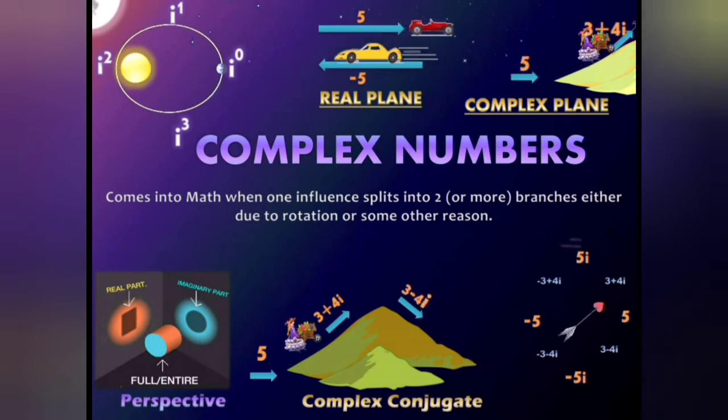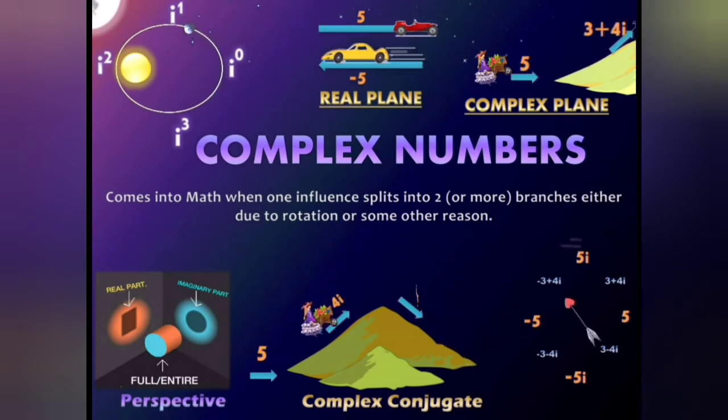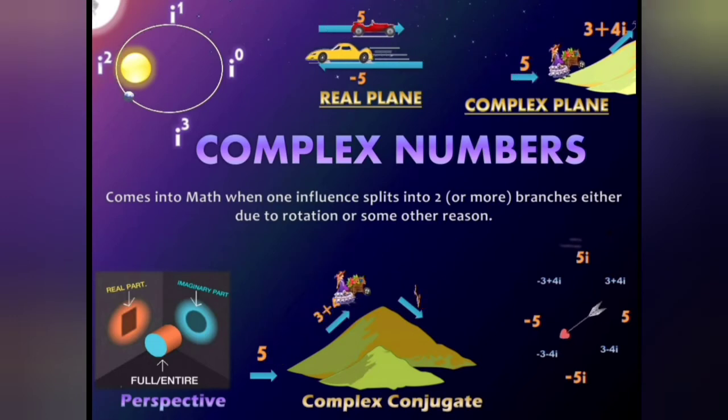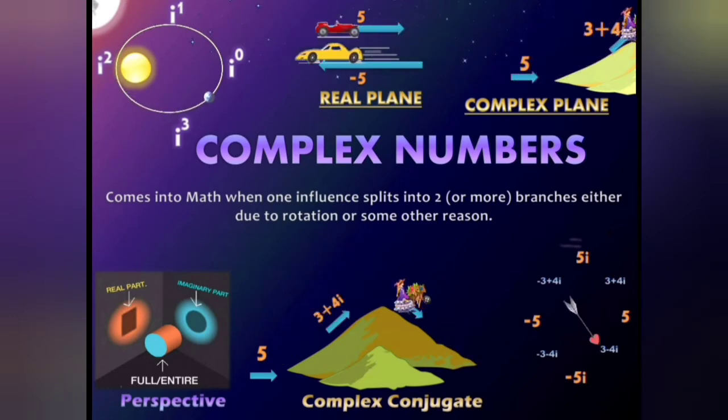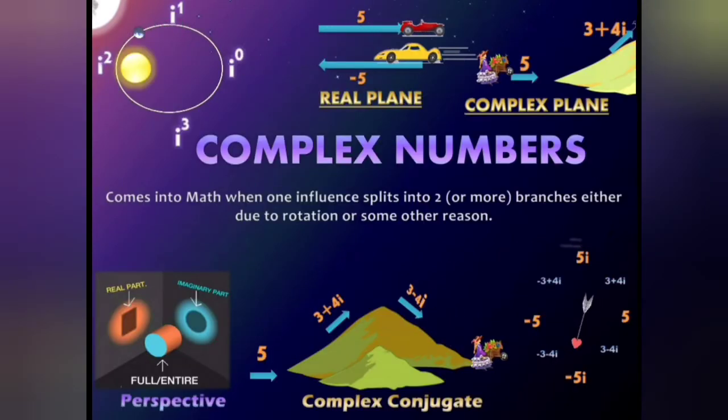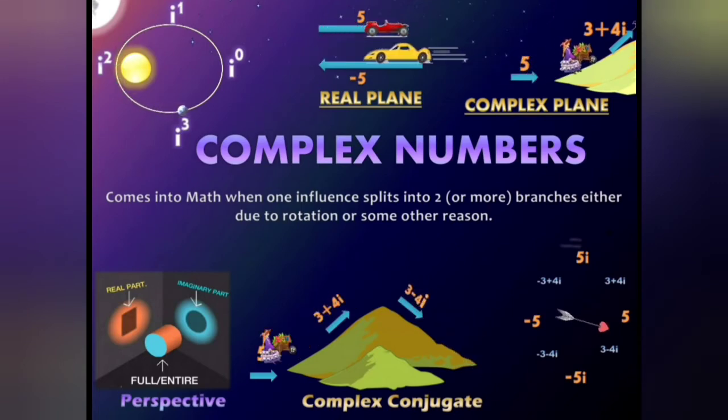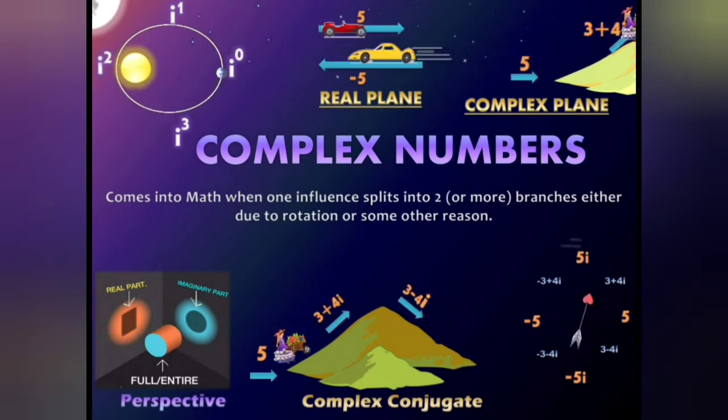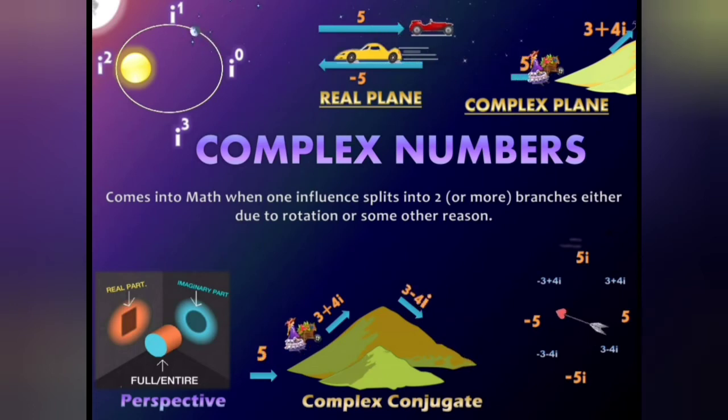What if someone tells you that complex numbers come into math when one influence splits into two or more branches, either due to rotation or some other reason? One branch is called the real part, the other the imaginary part.